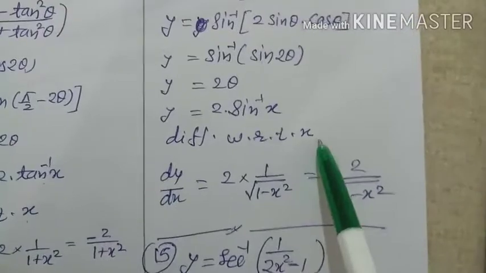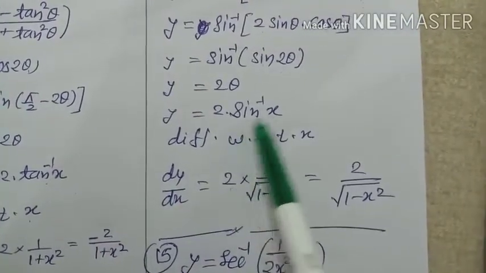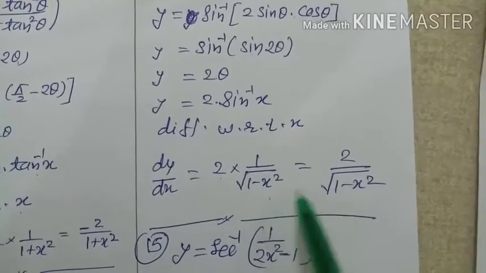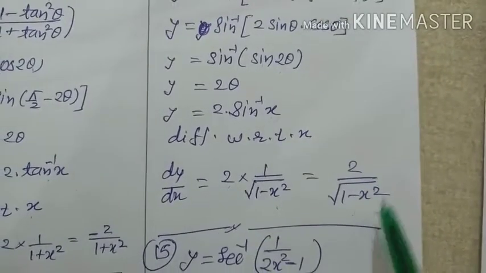Differentiate with respect to x. So dy upon dx is equal to 2, and the differential of sin inverse x is 1 upon under root 1 minus x square. So this is your answer, 2 upon under root 1 minus x square.